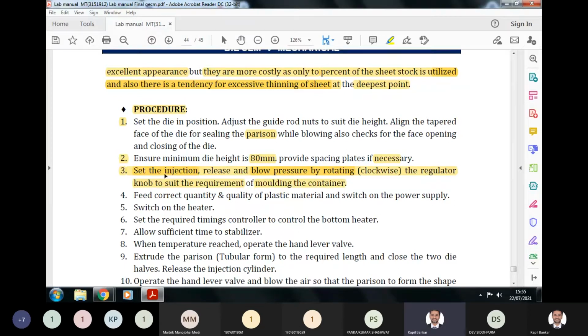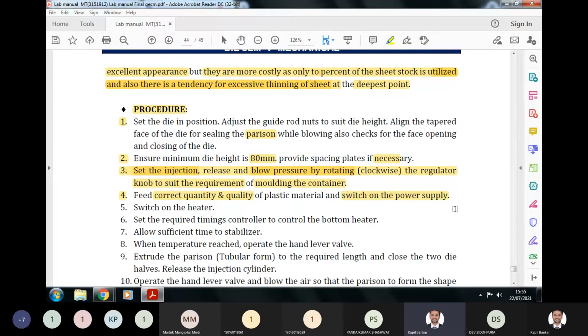So आपको चालू करने से, मशीन चालू करने से पहले ये सब सेट कर देना है. Then step number 4, fit correct quantity and quality of the plastic material and switch on the power supply. अब आपको पावर सप्लाई ऑन करना है.